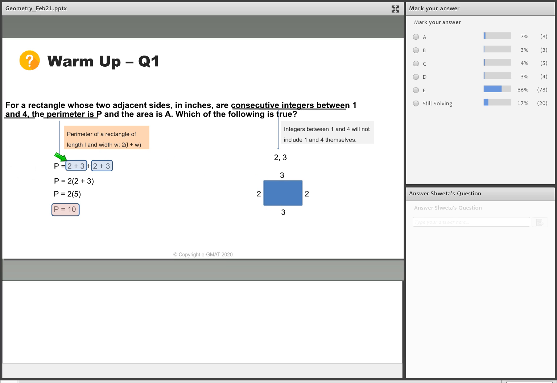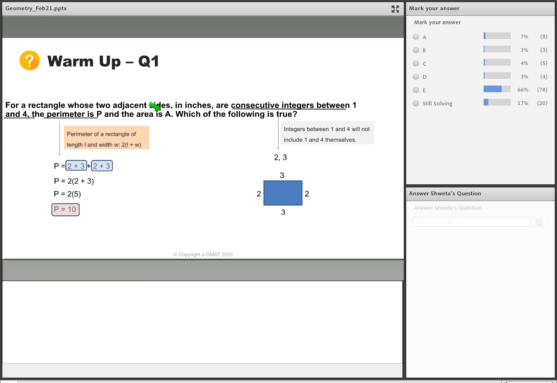So all you have here is 2 plus 3 plus 2 plus 3. So I have a pair really. I have 2 plus 3 written twice. So I'm multiplying 2 plus 3 by 2. That makes it 2 times 5, and my perimeter is 10. So I've already found one thing.